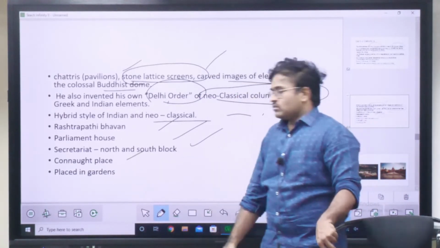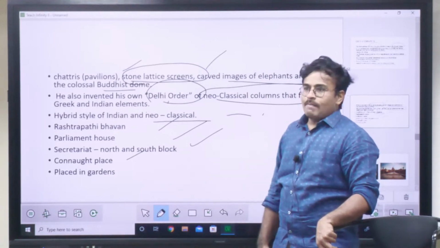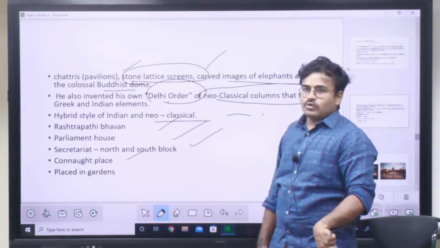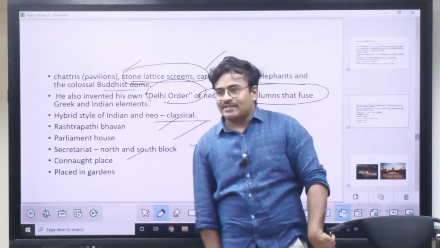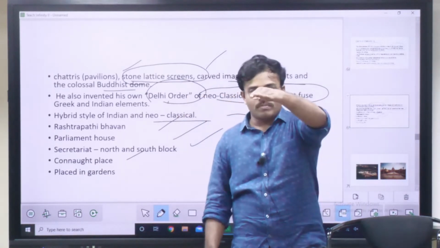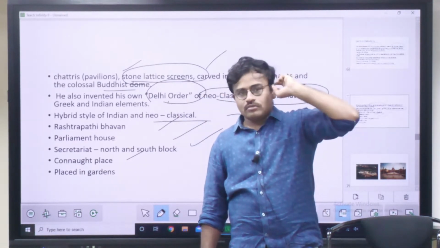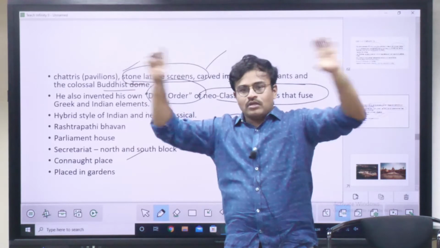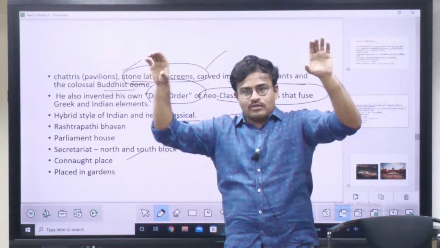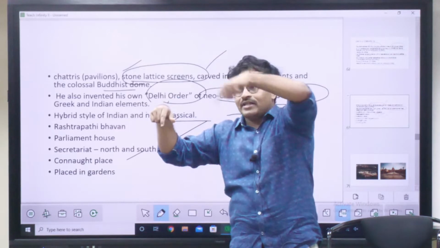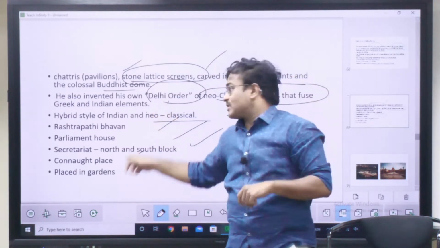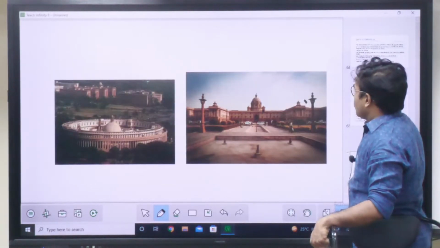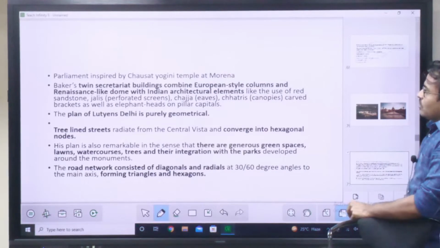Connaught Place is a very famous market center in Delhi. It has pillared porticos. Pillared porticos are very useful for establishing markets, because people can walk in shade and then shop. This building is a long stretch, and the entire structure has a pillared portico in front, because of which people can walk in the interior and then shop. That is the style followed in Connaught Place, and the entire structure is placed in gardens.